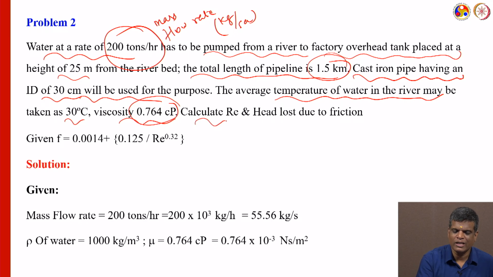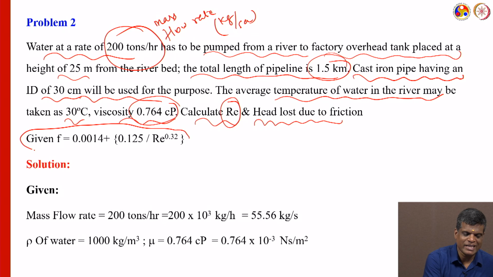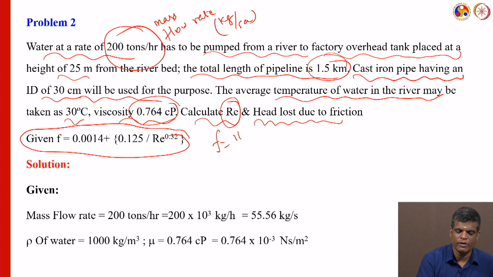So, they are asking to calculate the Reynolds number. What is the Reynolds number? Then what is the head loss due to friction? They are asking for both. But here the friction factor F is already given in the problem, so we need not use F equal to 16 by NRe; the equations are already available, so we can use it directly. F equal to 0.014.